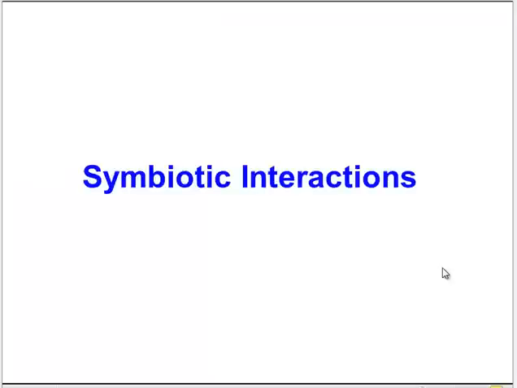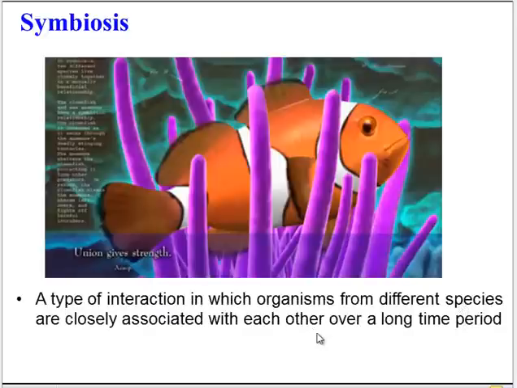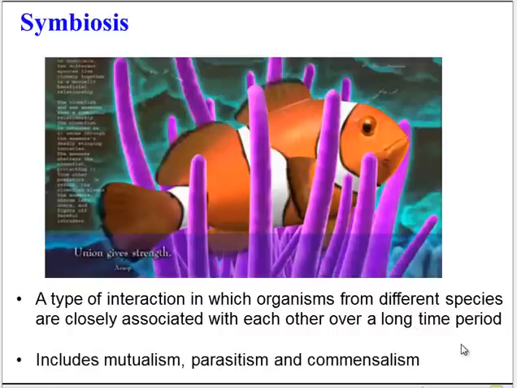Now let's take a look at types of interactions known as symbiotic interactions. Symbiosis is something you've seen before if you've ever watched Finding Nemo. Symbiosis is a type of interaction in which 2 different species are closely associated with each other for a long period of time. And there are 3 main types of symbiosis: mutualism, parasitism, and commensalism.